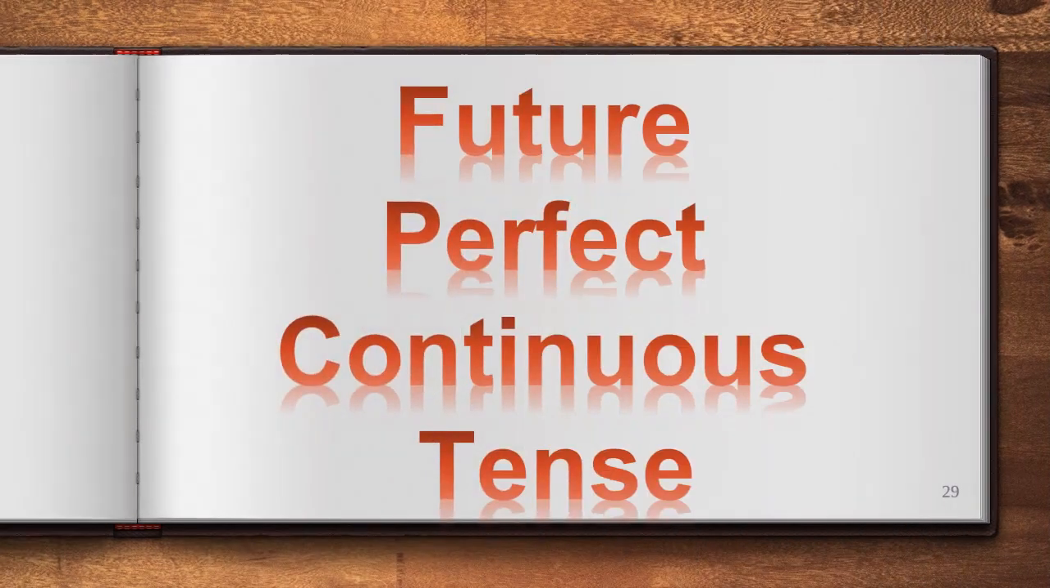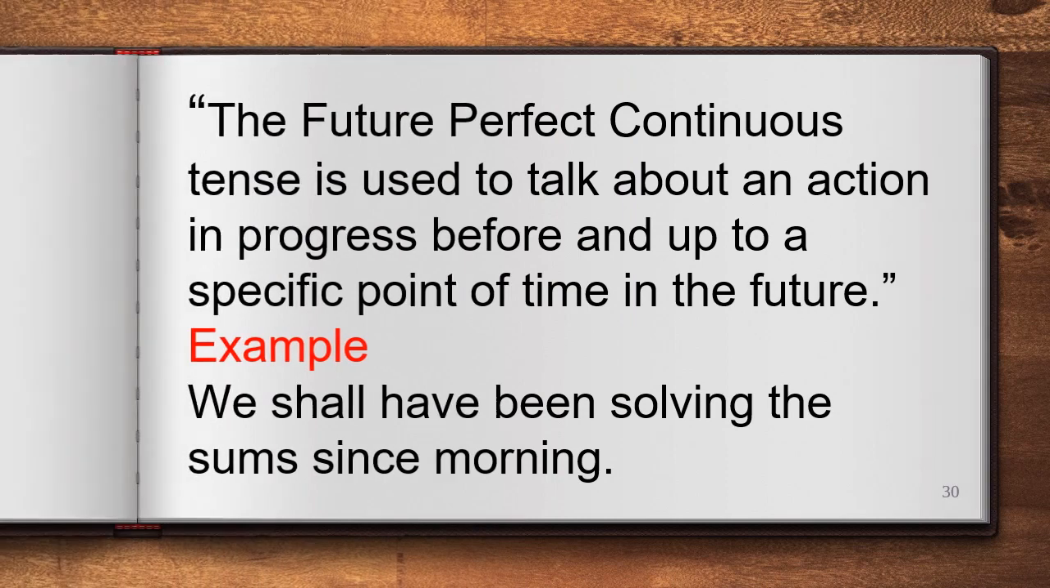The last type of tense is future perfect continuous tense. Now, what is future perfect continuous tense? This tense is used to talk about an action in progress before and up to a specific point of time in future. Or we can say this tense describes actions that will continue up until a point in the future.